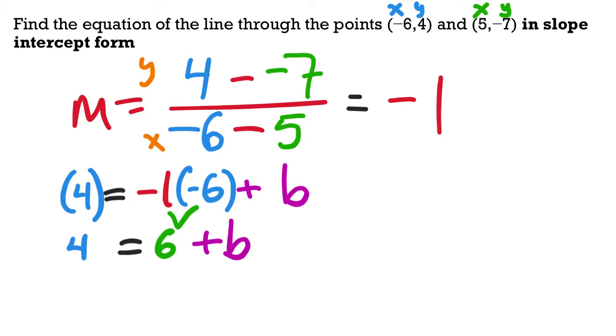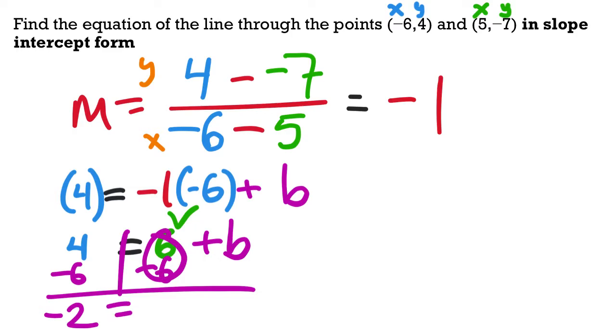And then, to finish this off, I would just subtract 6 from both sides. And then I have got my b value. 4 minus 6 is -2. 6 is 0 out, just like we wanted. And then we just have b.